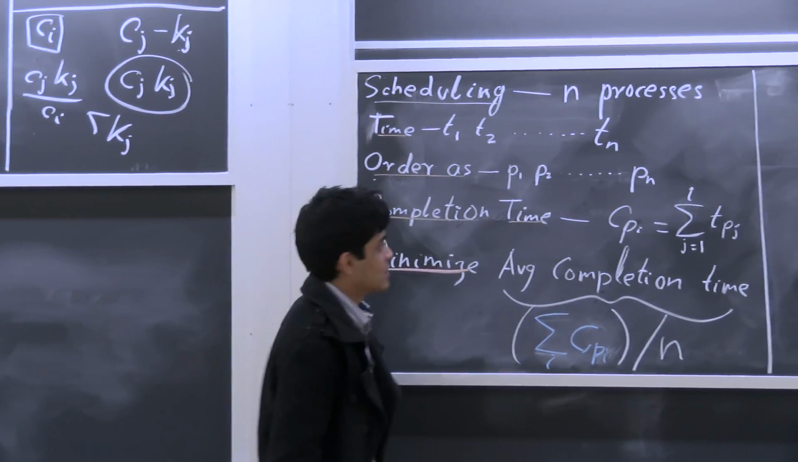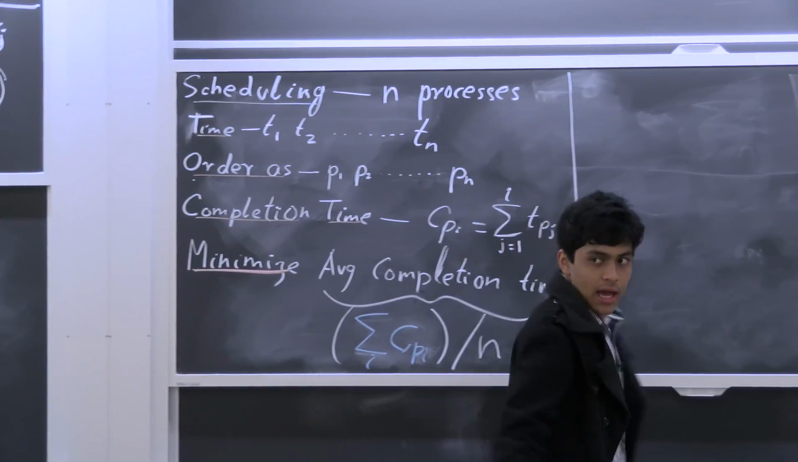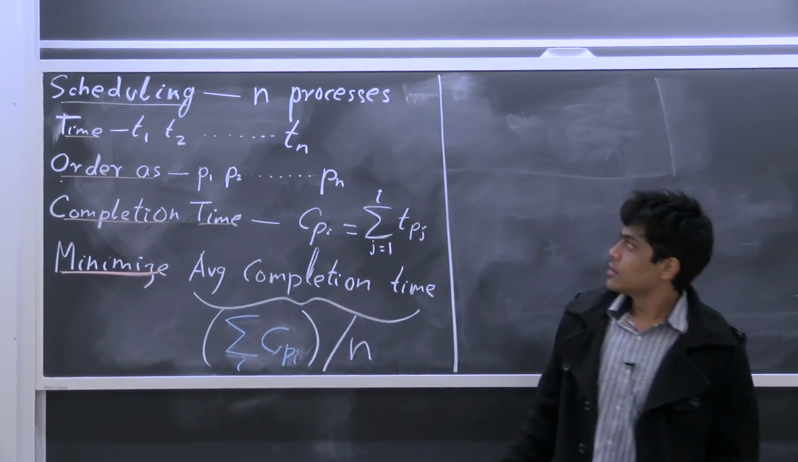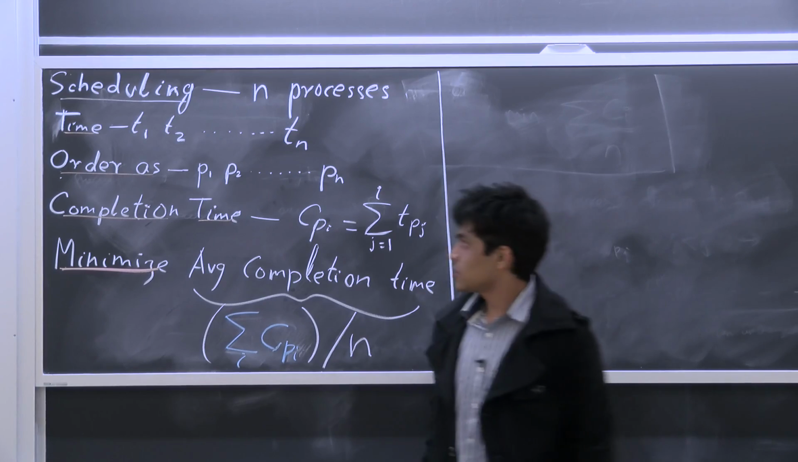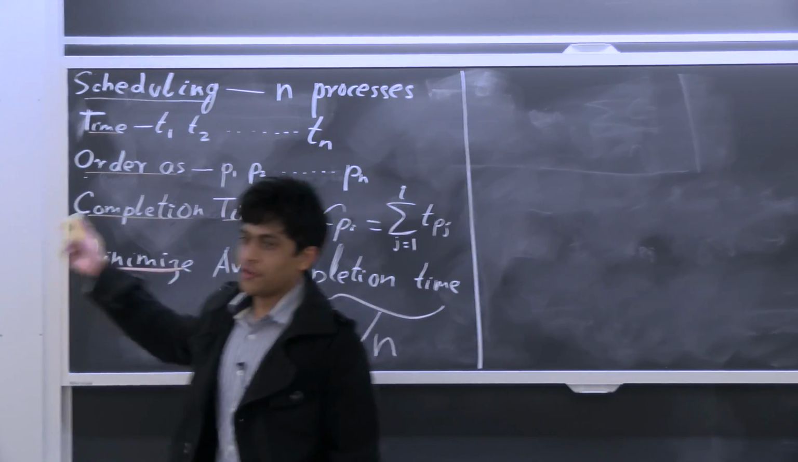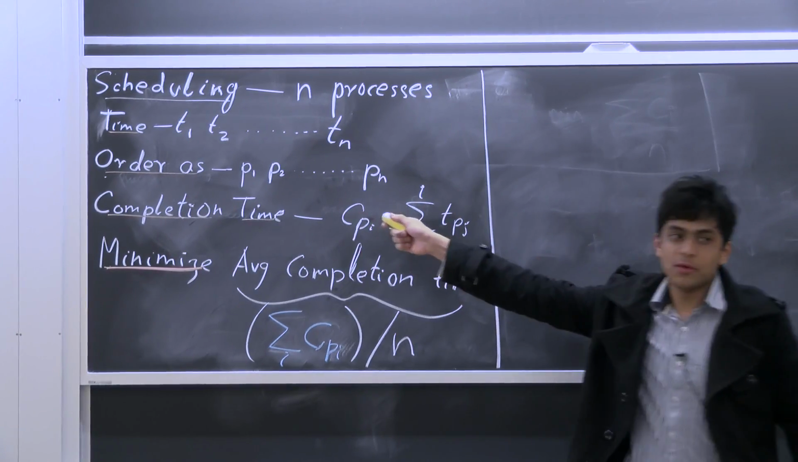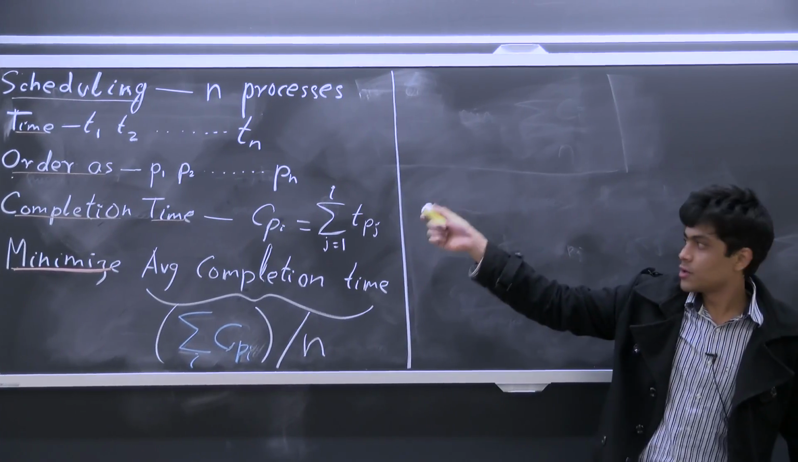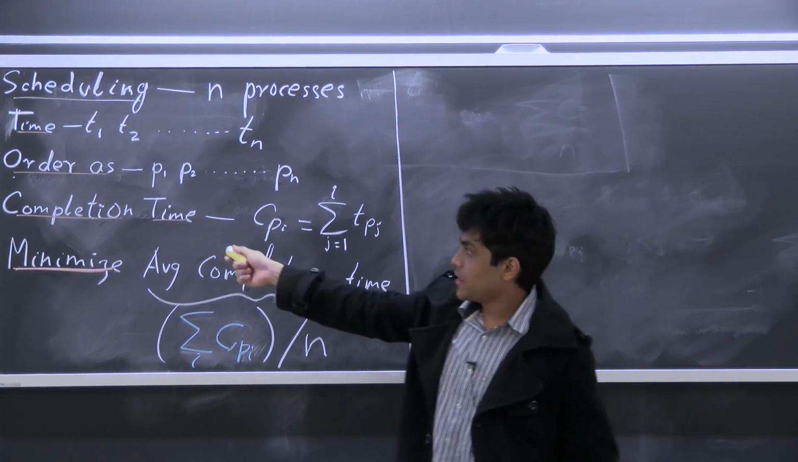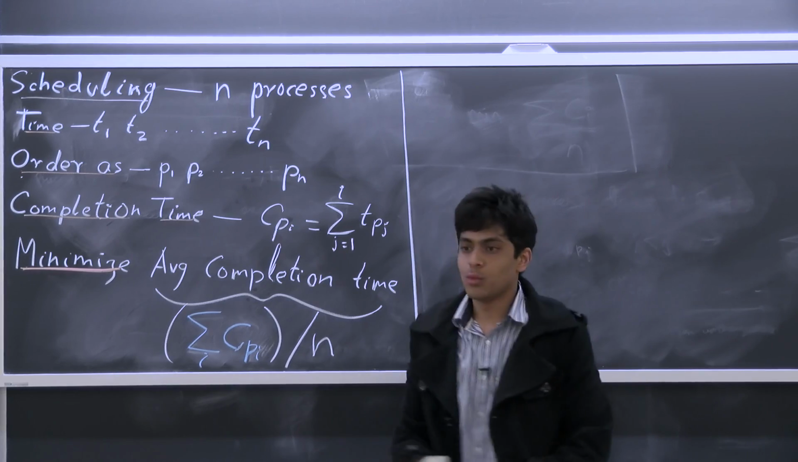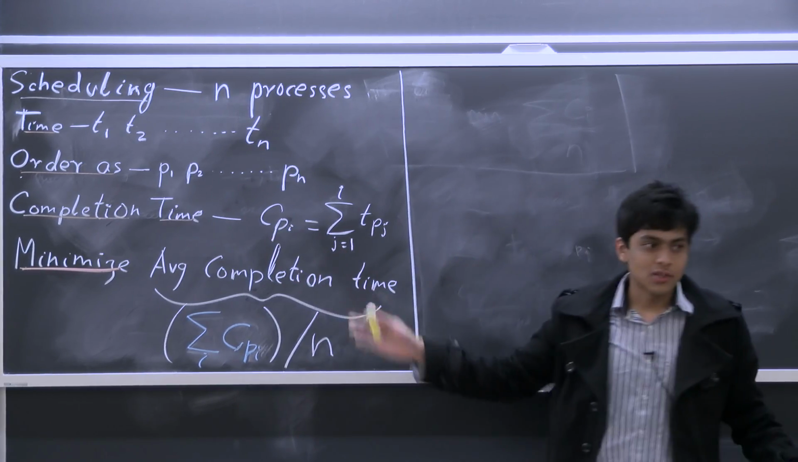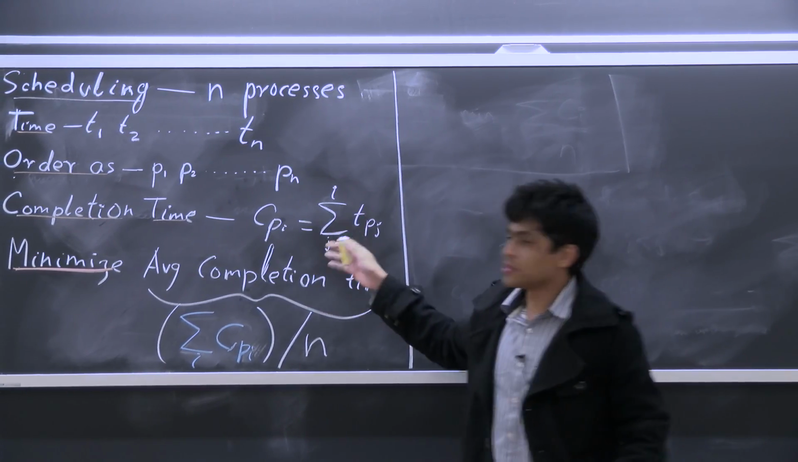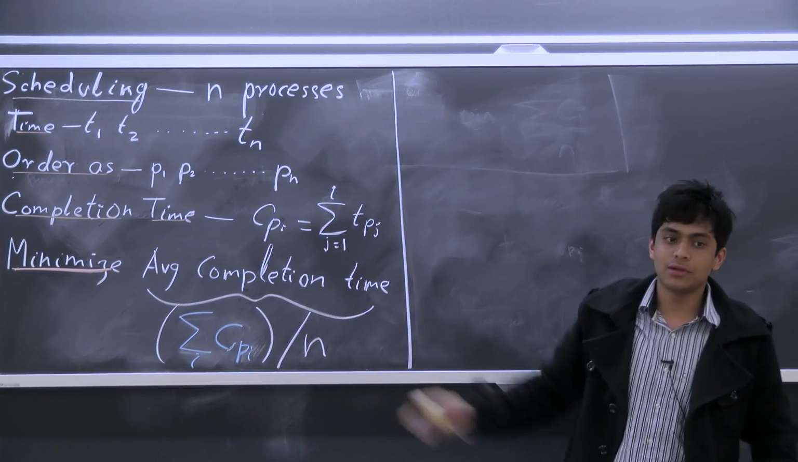Let's say you have a computer and you're running n processes, and each of the processes has a time, T1 to Tn, and you want to order them in some way. First you will do process P1, then you'll do process P2, and so on and so forth. Then you define a completion time. Completion time is simply when does process I end. You just take the time for P1 plus the time for P2 up to the Pi.